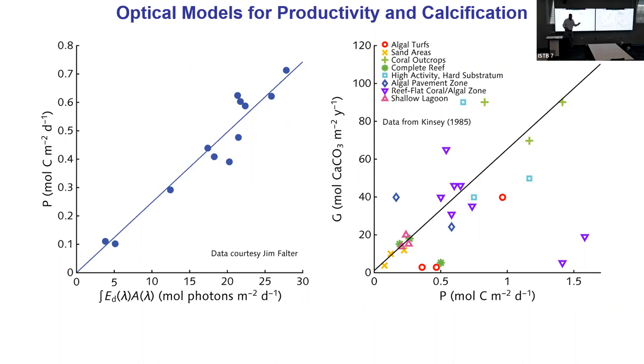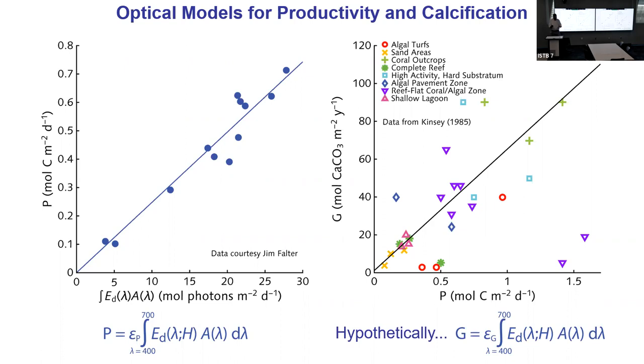Stepping back to this one here, I'm stealing this from the terrestrial field. Productivity is how much light gets absorbed, that's what this mess is, times the efficiency. And the efficiency is the slope, right? So this slope times how much light you absorb gives you the productivity. Because calcification is correlated to productivity, you could hypothetically have a similar equation where calcification is a function of how much light gets absorbed and a calcification efficiency, a correlation. I'm just mentioning that. I don't revisit that at all.